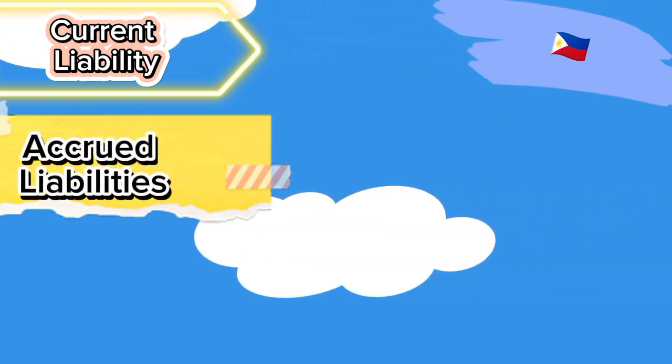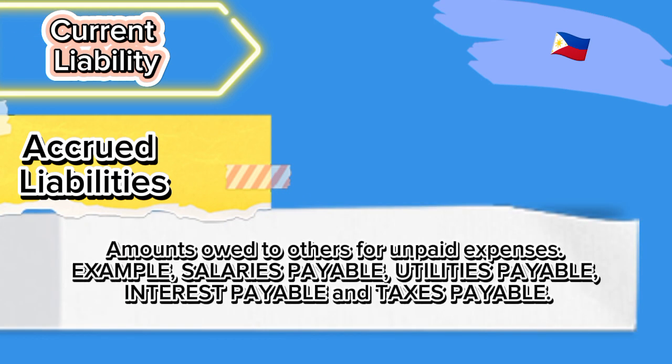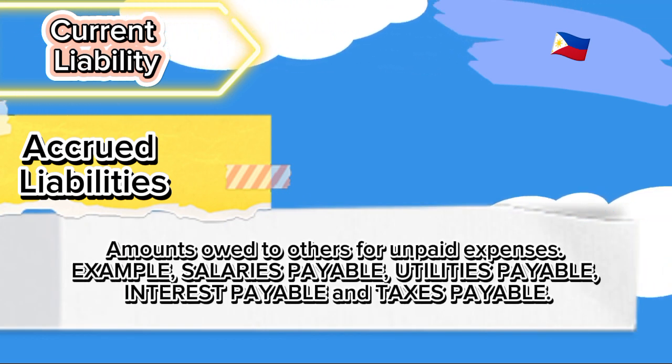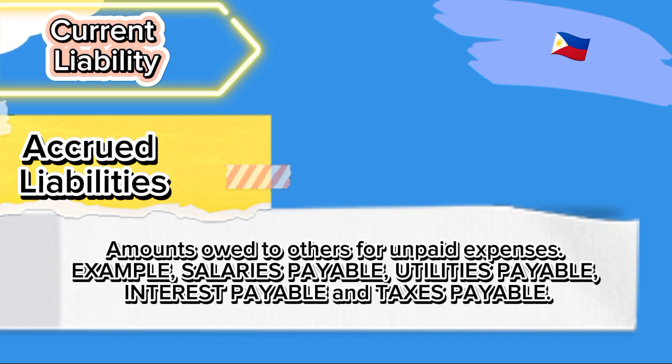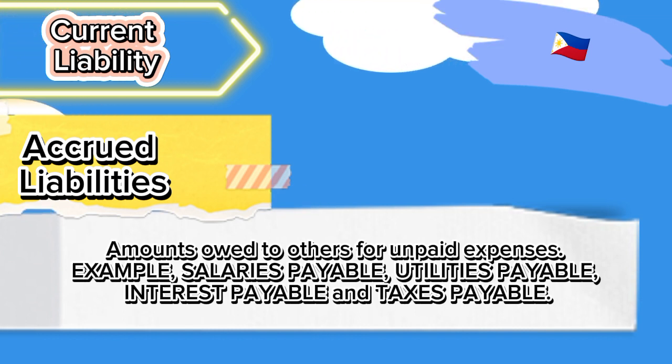Accrued liabilities. Amounts owed to others for unpaid expenses. Example, salaries payable, utilities payable, interest payable, and taxes payable.